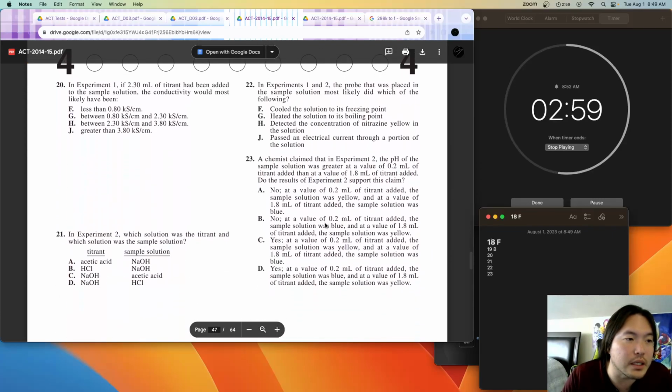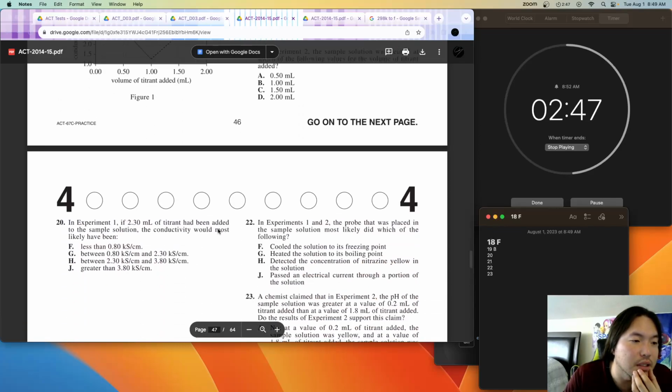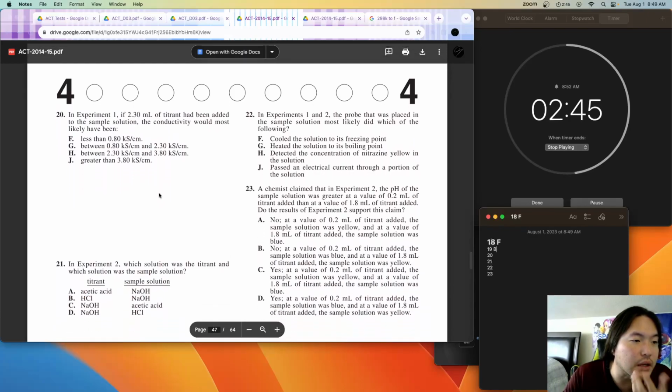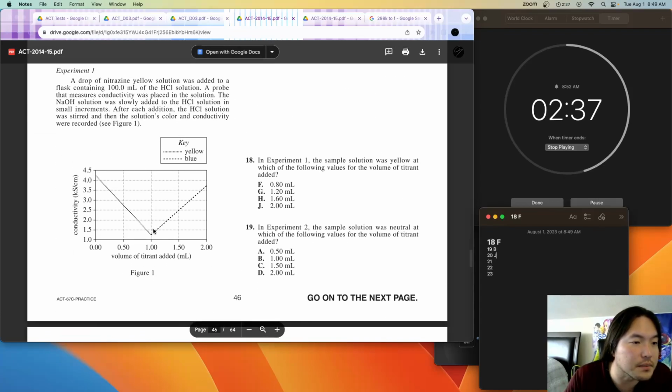In experiment 1, if 2.3 mL of titrant had been added to the sample solution, the conductivity would most likely have been what? Okay, so in experiment 1, 2 is over here, right? So 2.3 would be like here. So it'd probably be like 4.5 or so. Yeah, greater than 3.8. You don't even need to know the exact answer, right? You just need to know that it's going to be high. And this is kS per cm, right? Yes, exactly.